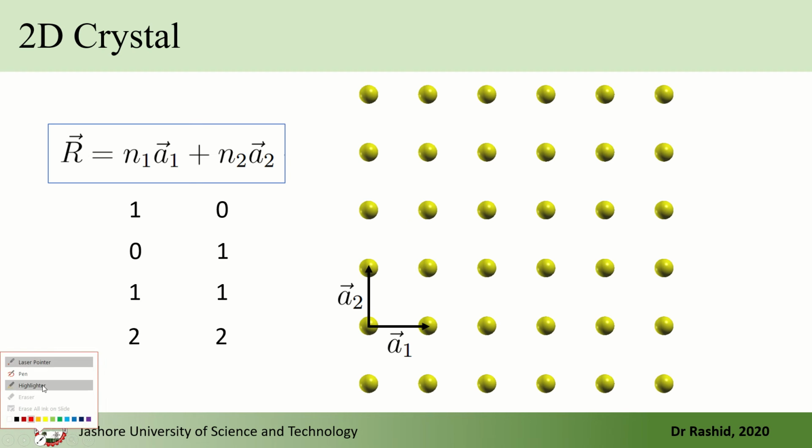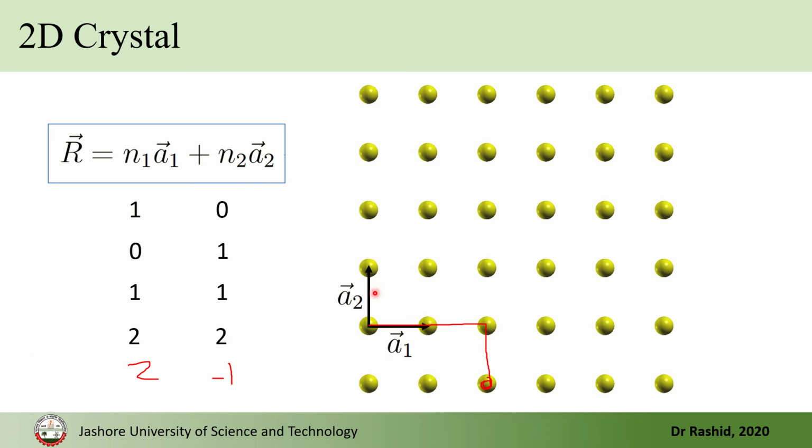So, if I want to go, say for example, to this atom, what shall I choose for N1 and N2? So, I go 2 units in this direction, so N1 is 2, and I go negative 1 in this direction, so N2 is minus 1.